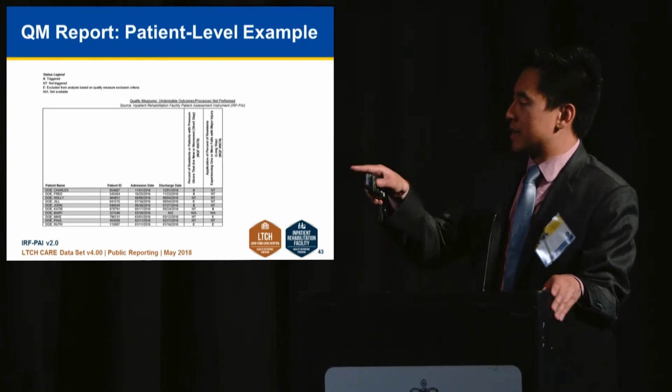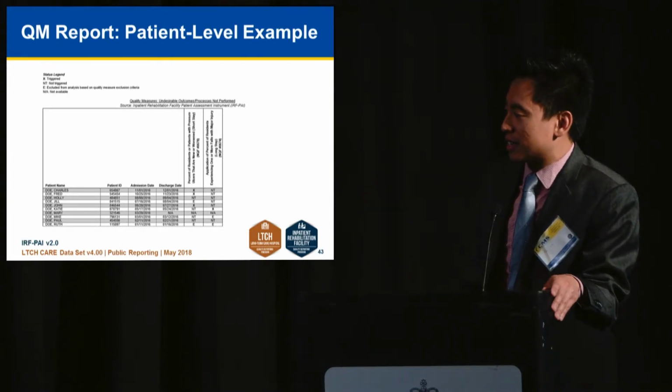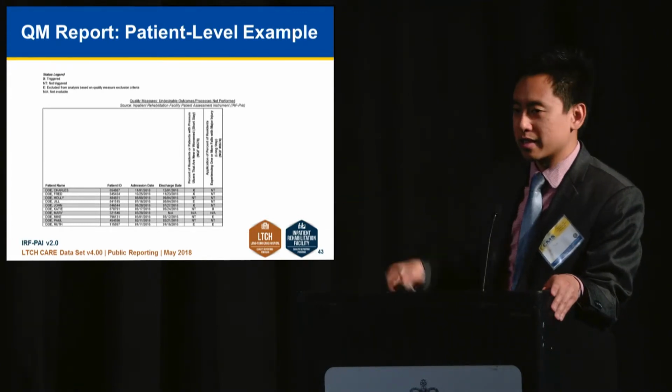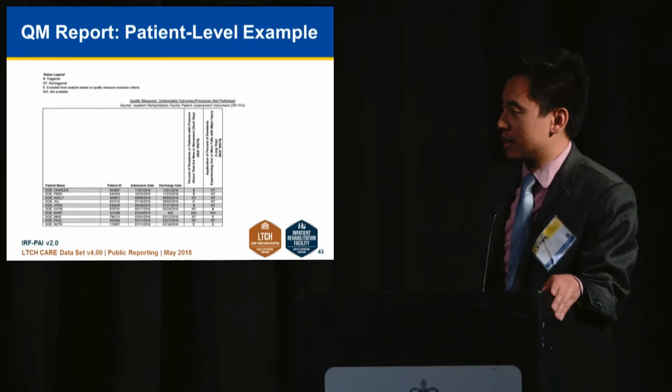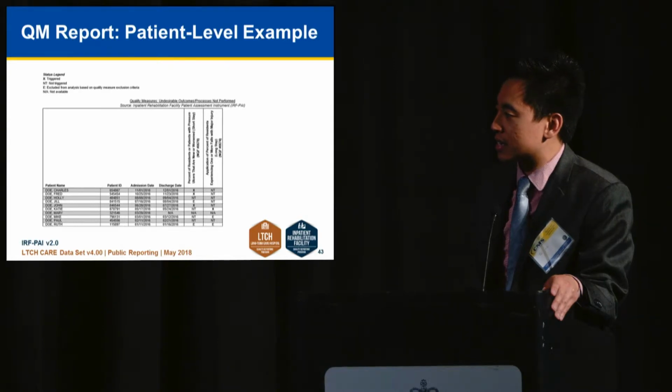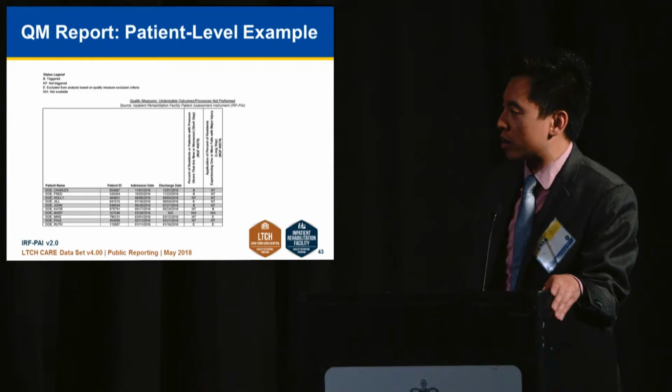So you'll see for example, Mary Doe was not yet discharged from the facility, so that's why the data is not available yet. So you'll see the X's indicating, so say Fred Doe had at least one or more new or worsened pressure ulcers.